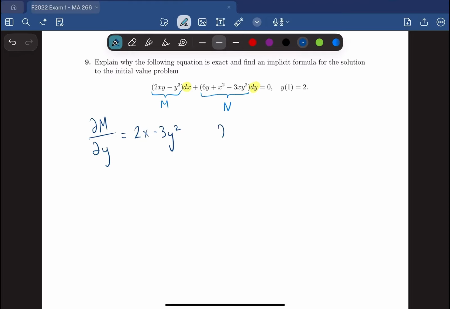We're going to do the same thing, we're going to find dN/dx, and same thing, we're going to treat y as our constant, and we're going to get again 2x minus 3y squared. And the part that says explain why the following equation is exact, the way we do that is making sure that these two are equal. So if they're equal, it's exact.